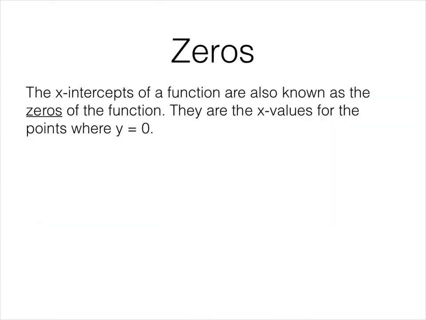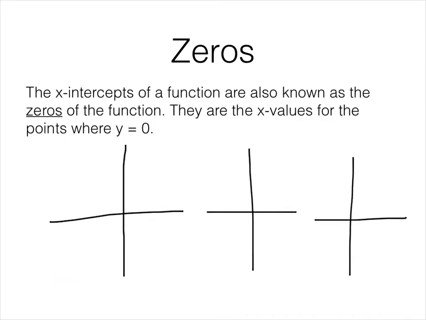Zeros. The x-intercepts of a function are also known as the zeros of the function. They're the x values for the points where y equals 0. So what we're talking about here is any function at all. So I'm going to do 3 different ones here. All right, so a line. So this one has a 0 there.